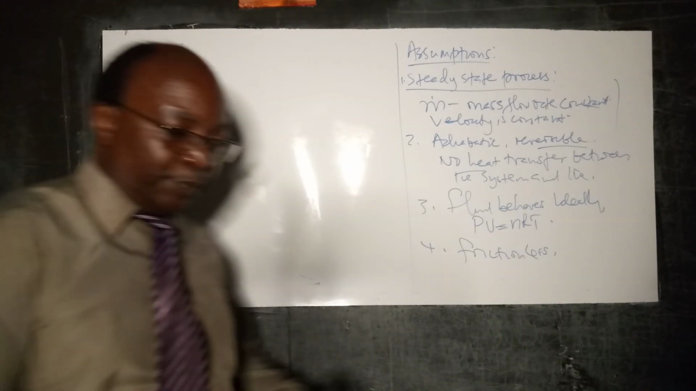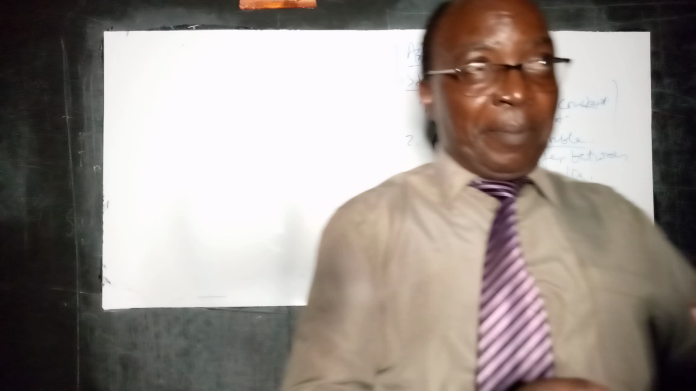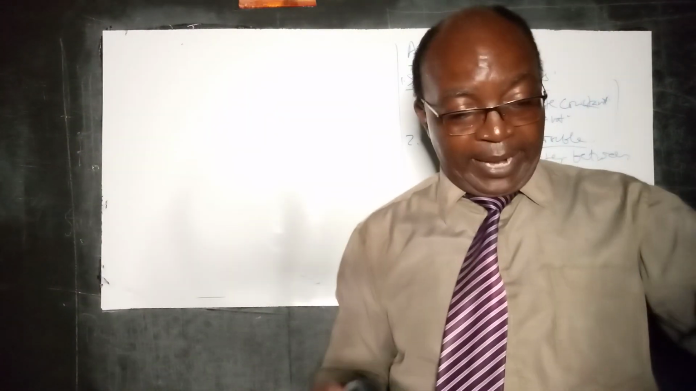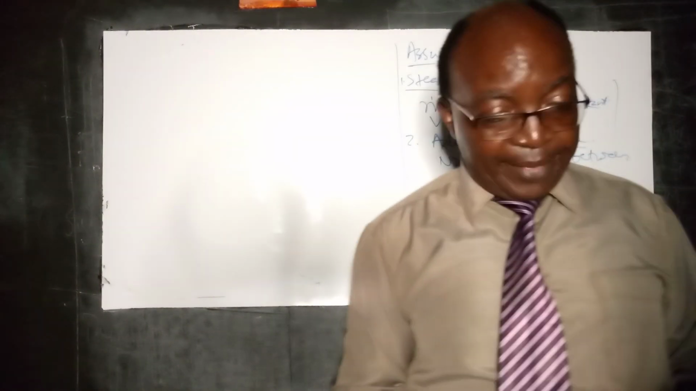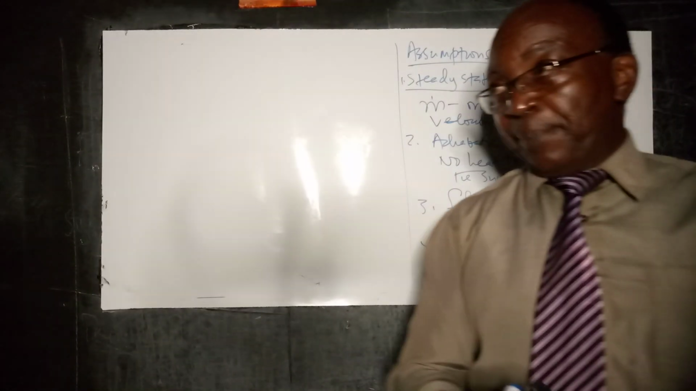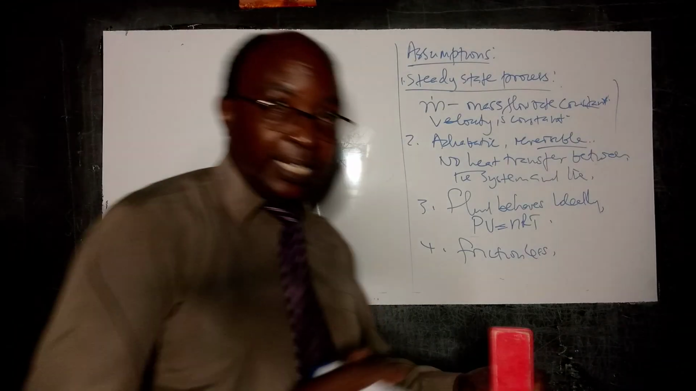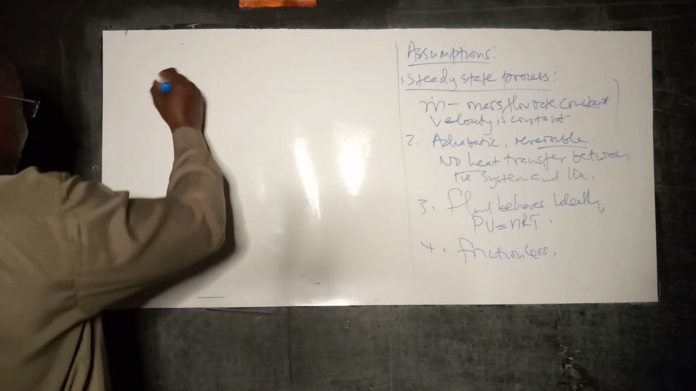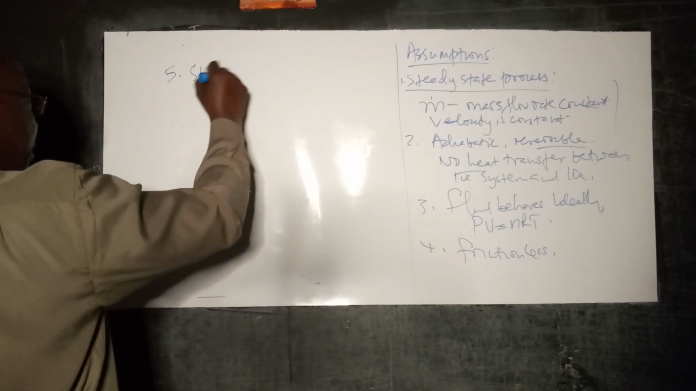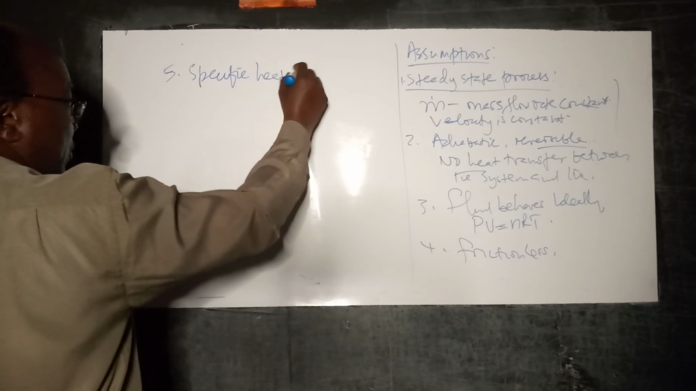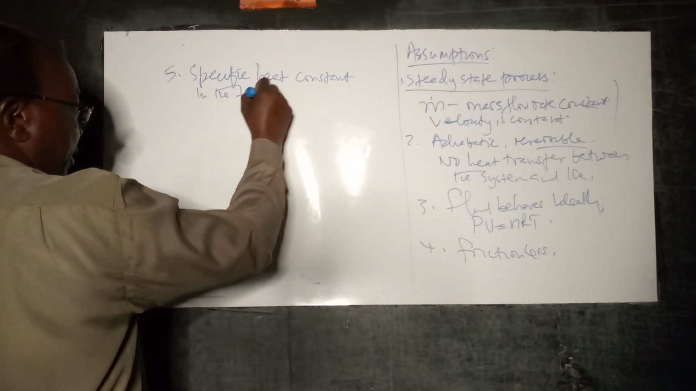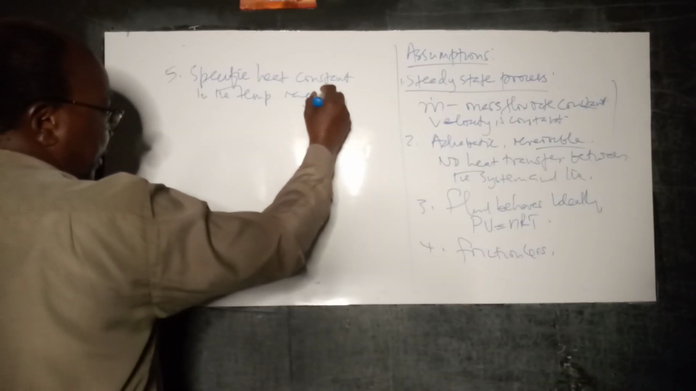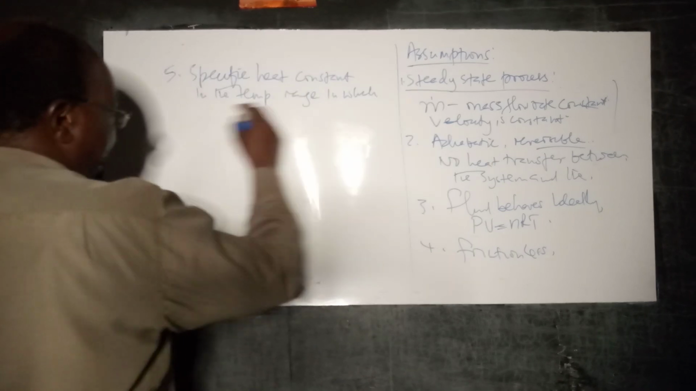And another thing, we are assuming that the specific heat is constant. Remember, in our earlier lectures, I encourage you to go through those, we talked about Kirchhoff's equation, where we used the heat capacity, which was dependent on temperature. So we are assuming that in the temperature range in which we are operating, the specific heat is constant.